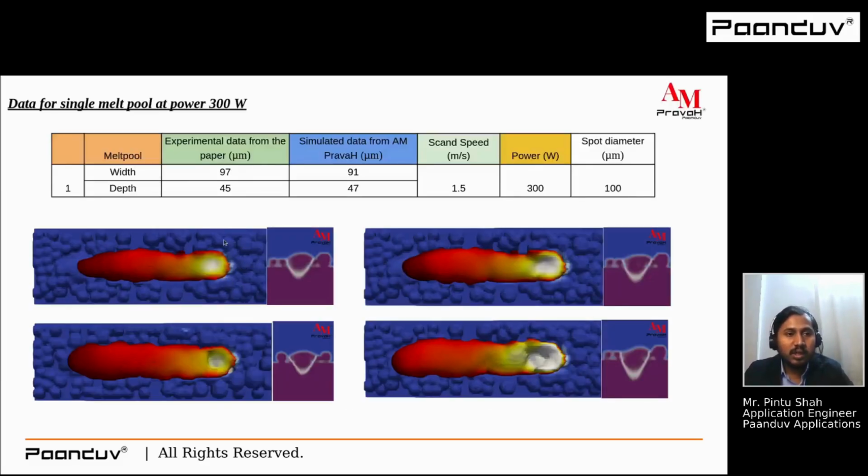So the data for the single melt pool at 300 watt power: you can see here the experimental data reported is width 97 and depth 45, whereas in AM PravaH it is reported as 91 and 47, when the scan speed is 1.5 meter per second, power is 300 watt and spot diameter is 100 micron. So this result shows that AM PravaH shows very close alignment with the experimental result.